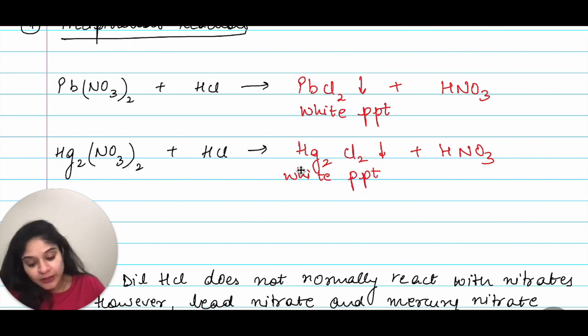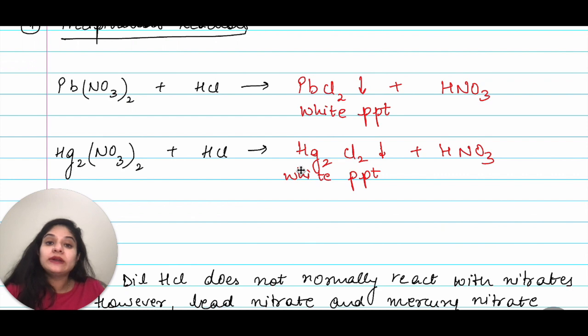The white PPT of lead chloride will dissolve on heating. That means if the reaction is happening and you continue providing heat to it, your precipitate will first appear and then eventually disappear because it will get dissolved on heating. Therefore, as soon as the precipitate appears, you have to turn off the heat to make sure that your test is complete. Otherwise, you will lose the precipitate that is formed.